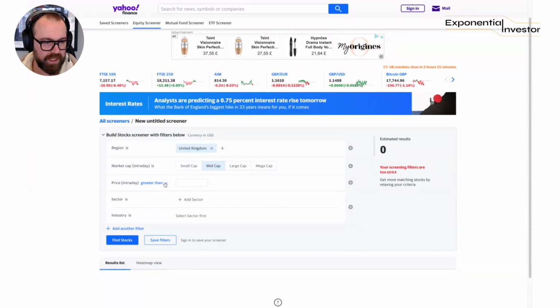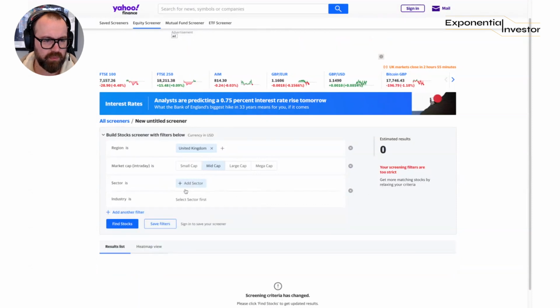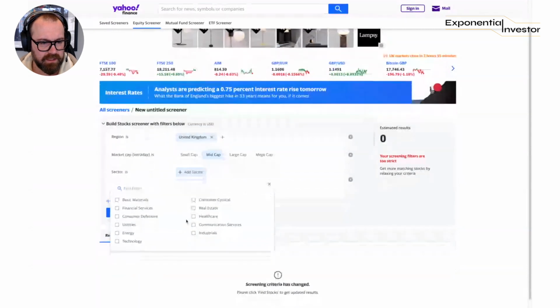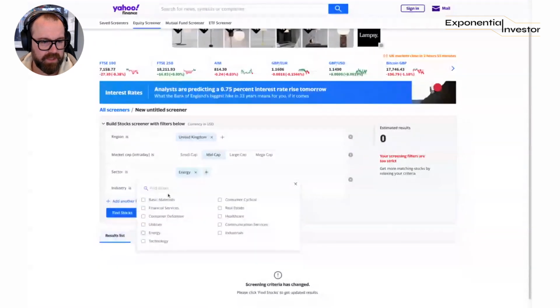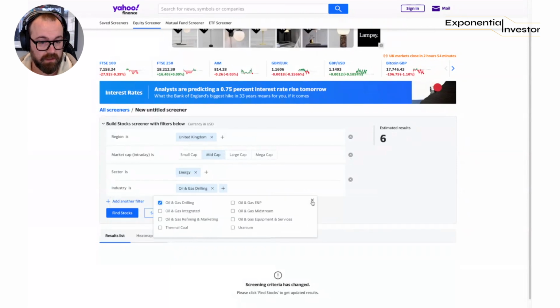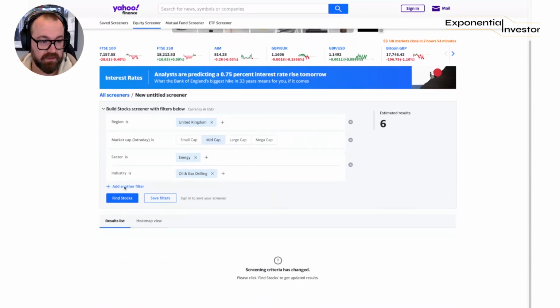And then do we want to look at price? We don't want to look at price intraday. Maybe we want to look at a sector. Where should we go? Energy. We love an energy play. What you can then do within that is oil and gas, thermal coal, uranium. Let's look at oil and gas drilling. Okay, so we've got 6 energy mid caps. Let's find those stocks.